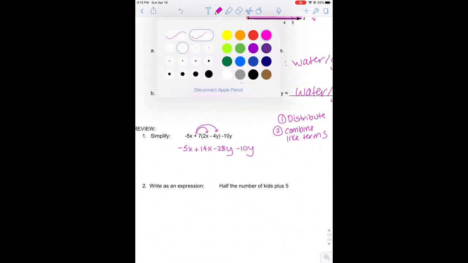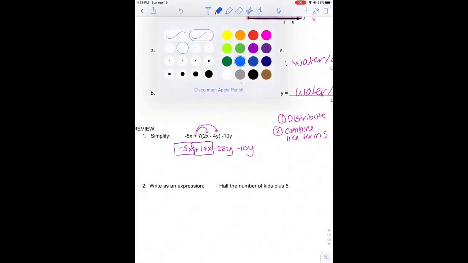That's going to be 14x. Then I have to multiply 7 times negative 4y. 7 times negative 4 is negative 28y. And then I have to copy down the negative 10y because that is outside the parentheses too. Now I need to do like terms. So negative 5x and positive 14x go together. Negative 28y and negative 10y go together.